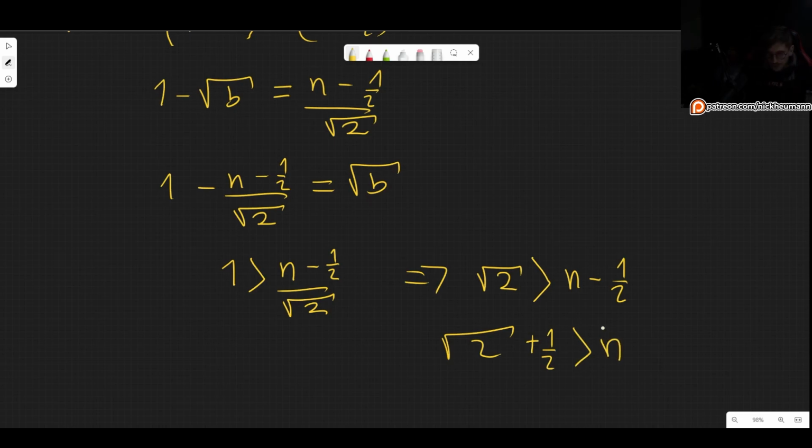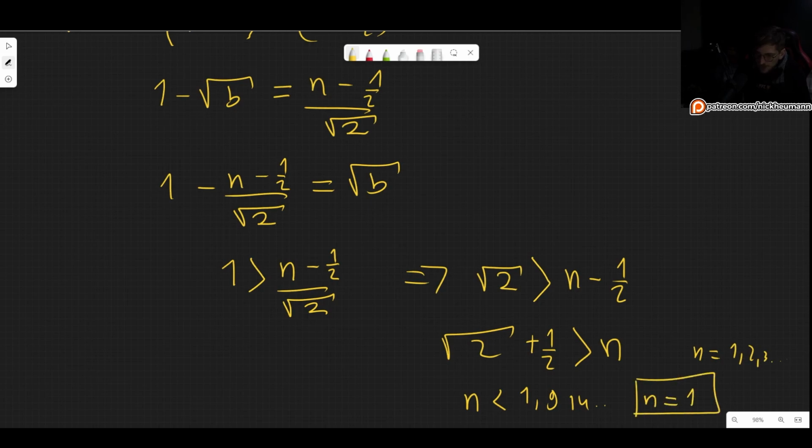So what is this? Let me find the numerical value. The square root of 2 plus 1/2, that is 1.9. So n has to be smaller than 1.9, so 1.94, etc. But since n originally can be 1, 2, 3, 4, etc., the only possible value for a bound state is n equals 1. Anything else will not be a bound state.